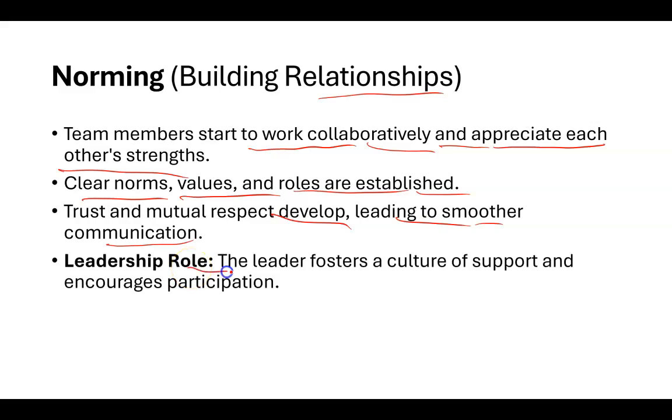What is the role of the leader? The role of the leader is now to foster a culture of support. So now it's time to build the culture and to encourage more and more participation at this stage, right? You can also see one thing, how the role of the leader is changing with every stage, right? So it's very important to understand and note down this point, because whenever you're writing this answer, this question can also come in the exam, right?